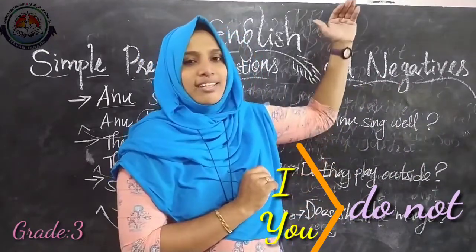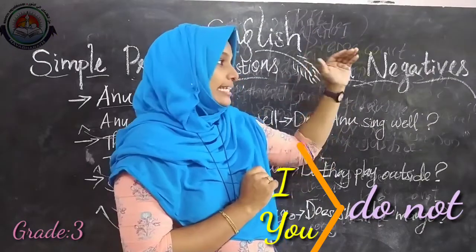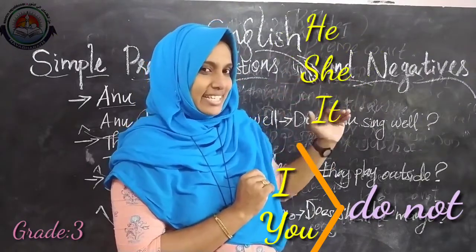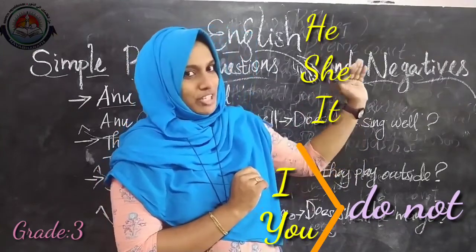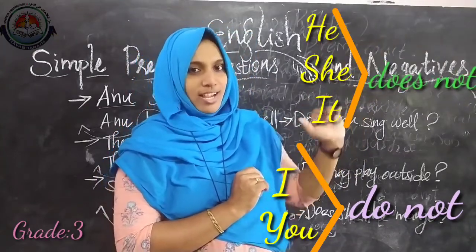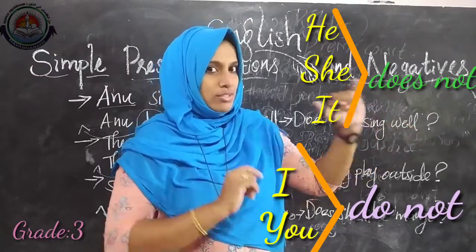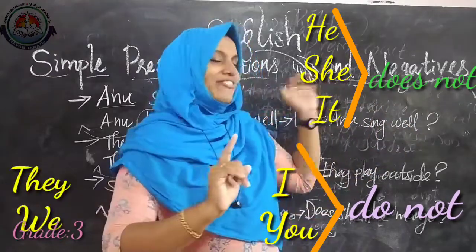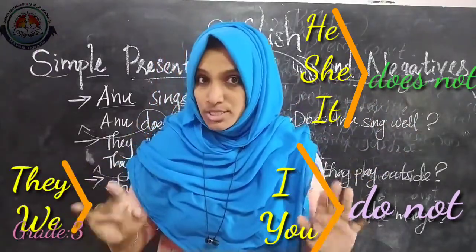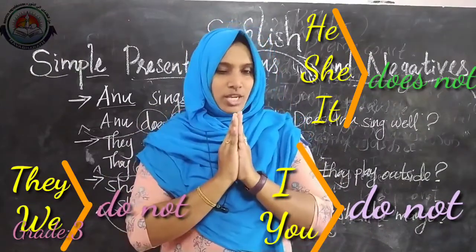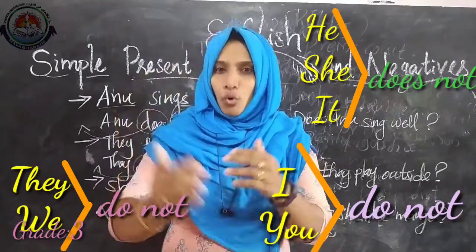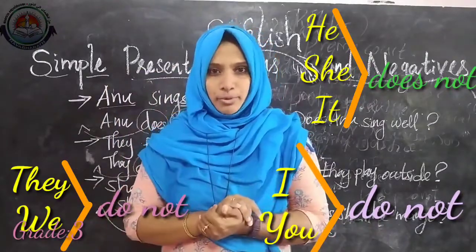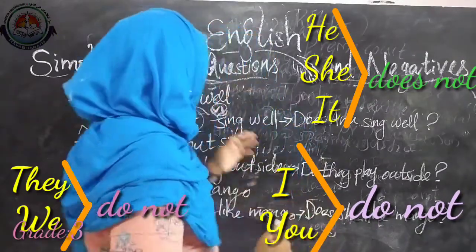But the other cases like he, she, it are singular. So for singular pronouns, we will use does not, and for plural pronouns like they and we, we will use do not. Okay? Just keep all these things in your mind. Only then can we do all the work in this grammar book. Then let's see here also.